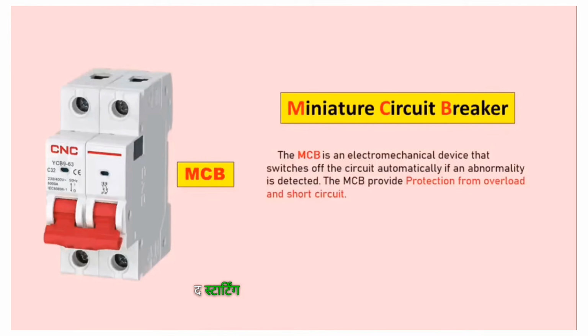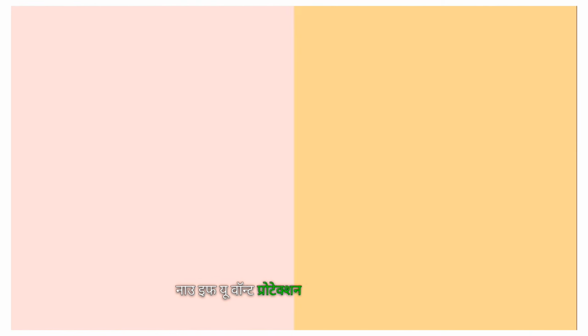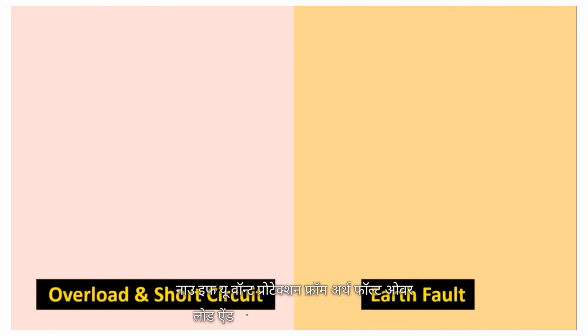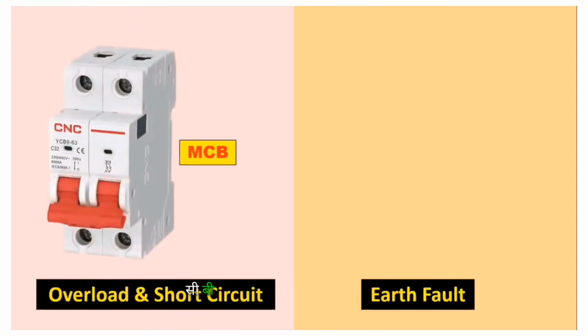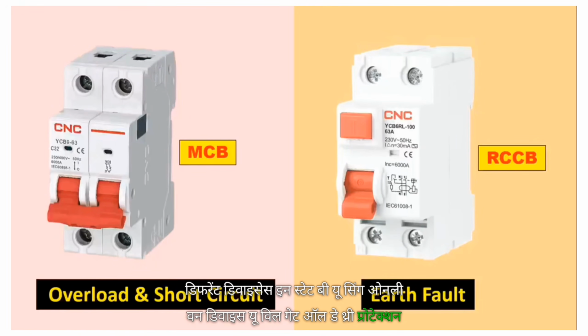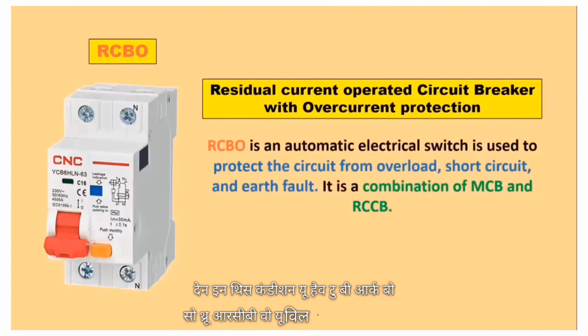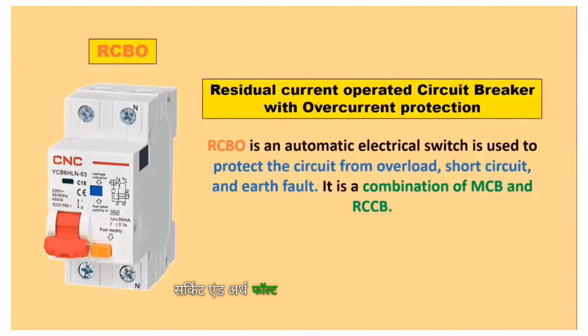Like I told you in the starting, the MCB provides us protection from overload and short circuit. After this I told you that RCCB provides protection from earth fault. Now if we want protection from earth fault, overload and short circuit, then we have to use MCB and RCCB, both these devices. But if you don't want to use two different devices, and instead by using only one device you want to get all the three protections, then in this condition you have to buy a RCBO. So through RCBO you will get overload, short circuit and earth fault protection.